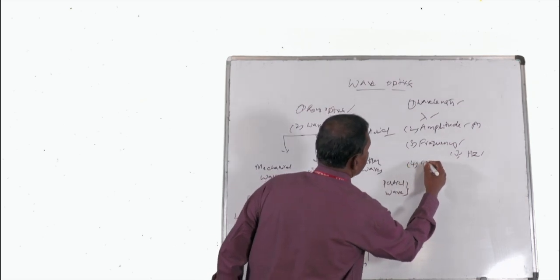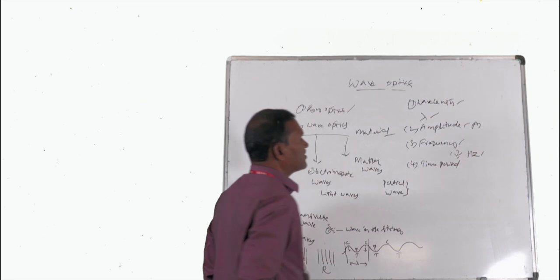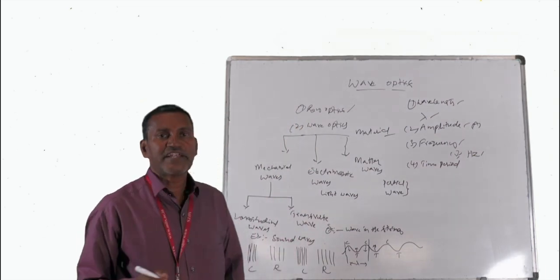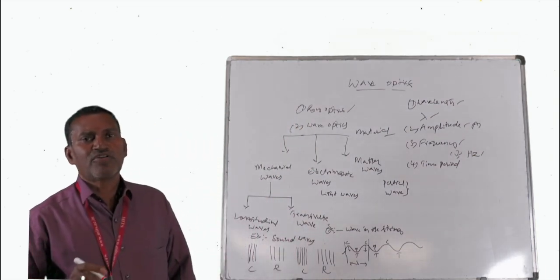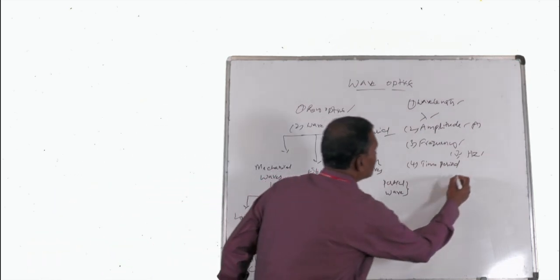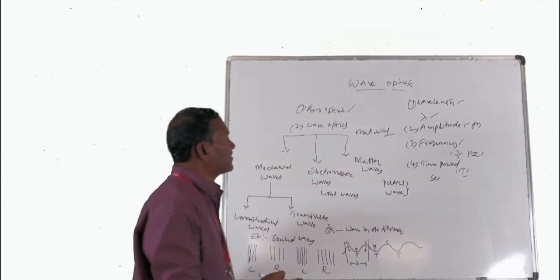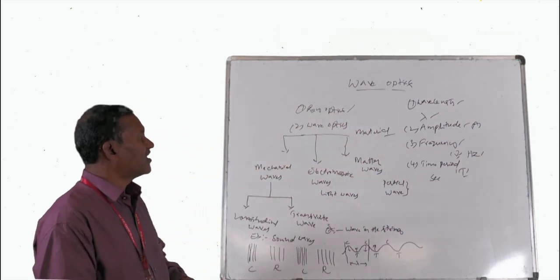Next one is time period. What is time period? Time period means the time taken for one complete oscillation. The time taken for one complete vibration is called time period. It is represented with T and the unit is seconds.